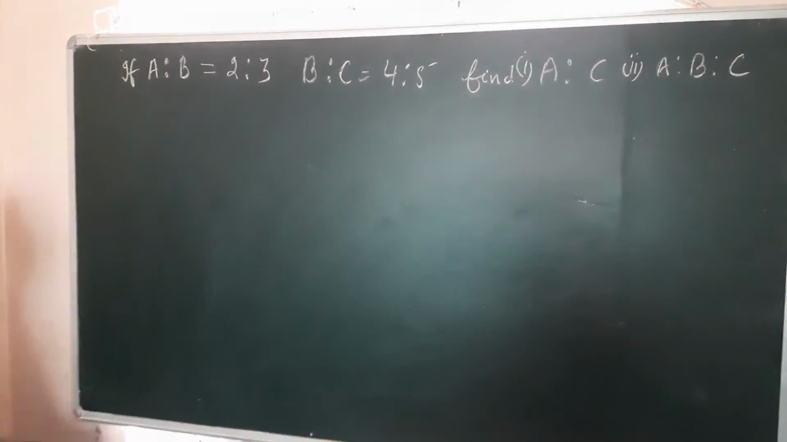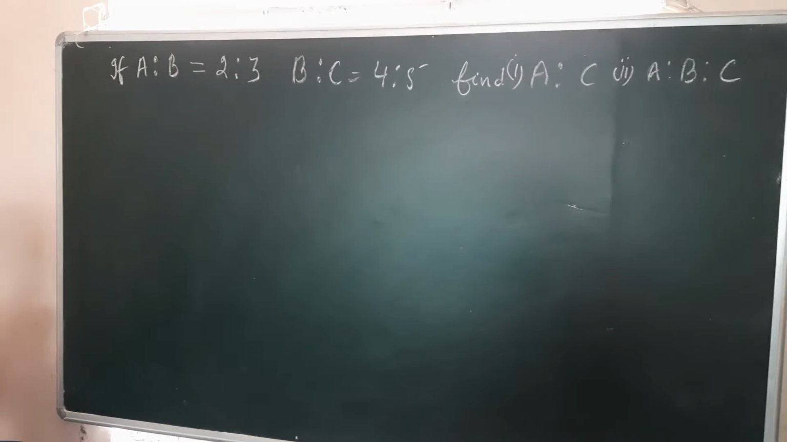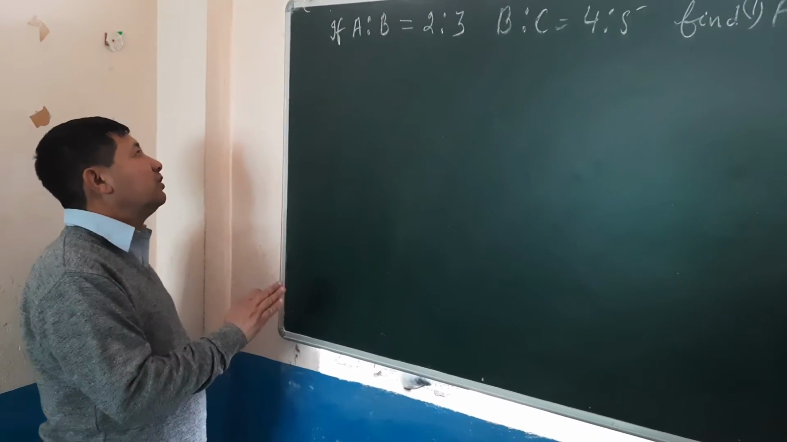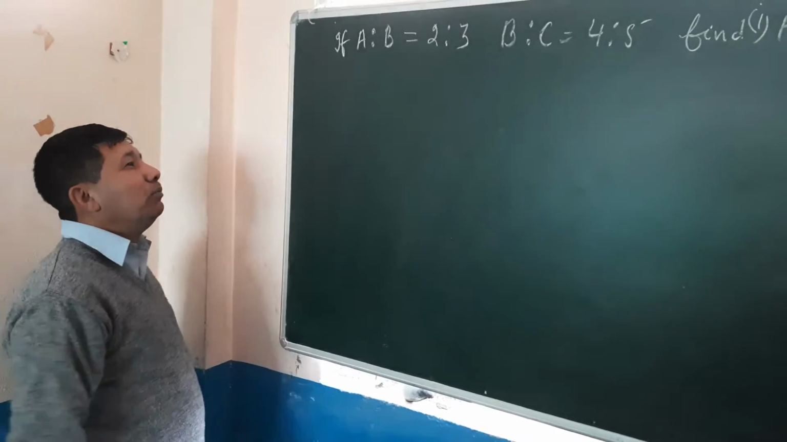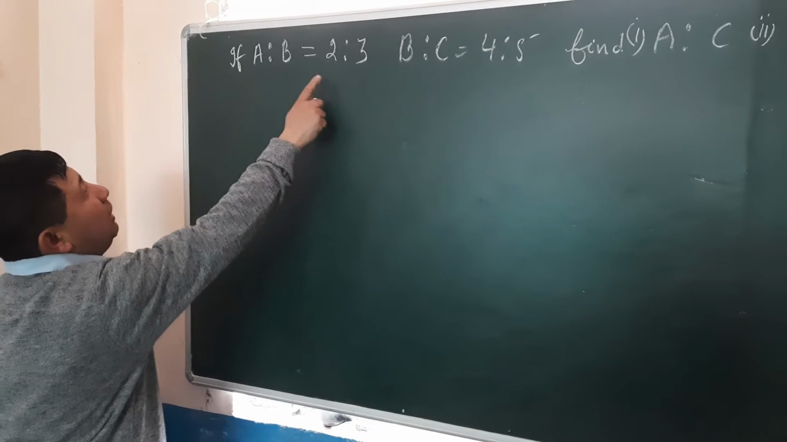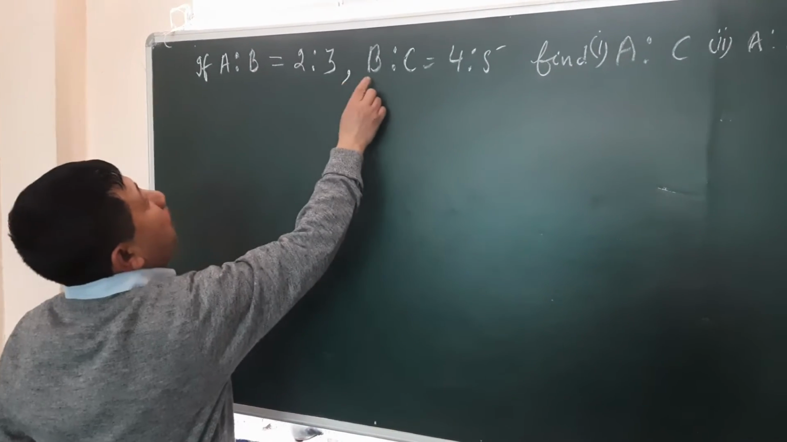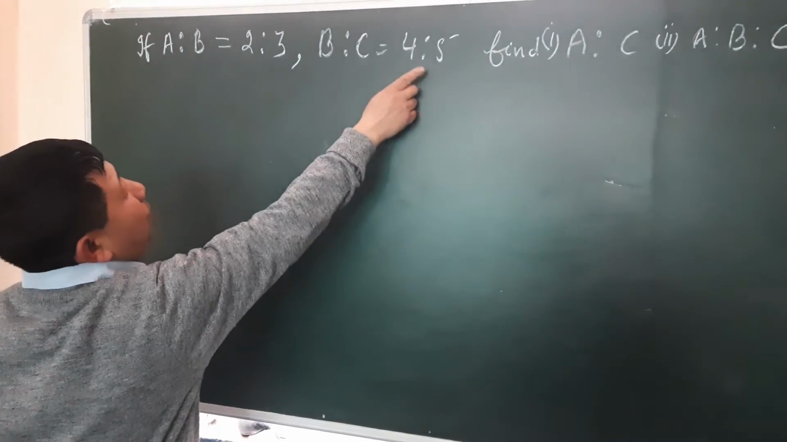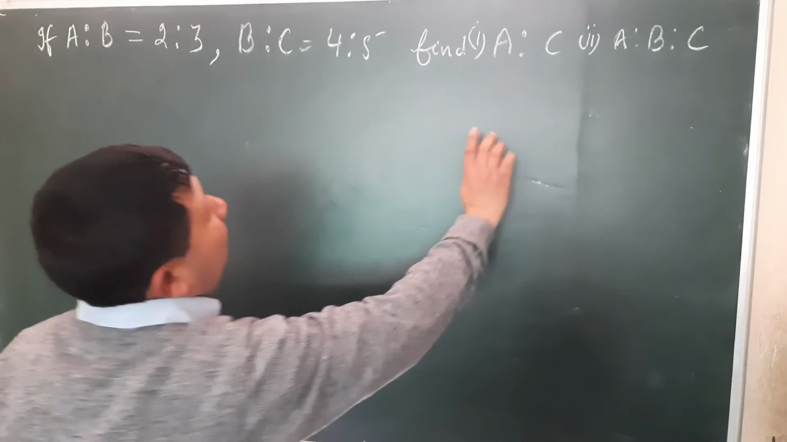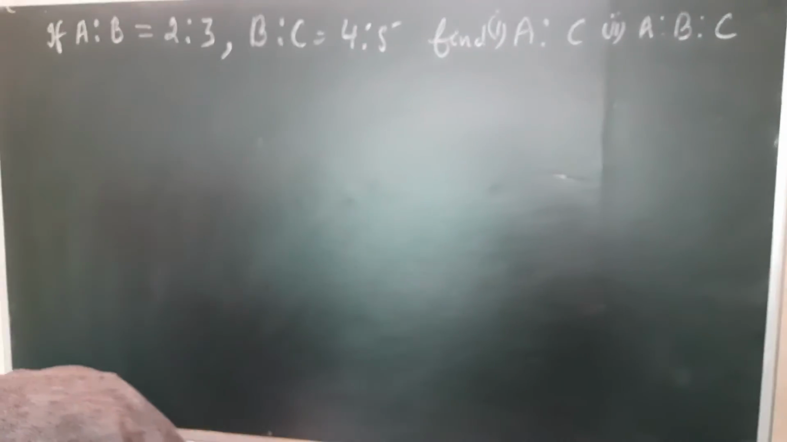So you know antecedent, consequent of the ratio and all the basic things of the ratio. Now I am doing this sum. If A is to B is equal to 2 is to 3, and B is to C equal to 4 is to 5, now find A is to C first, and second question is A is to B is to C.